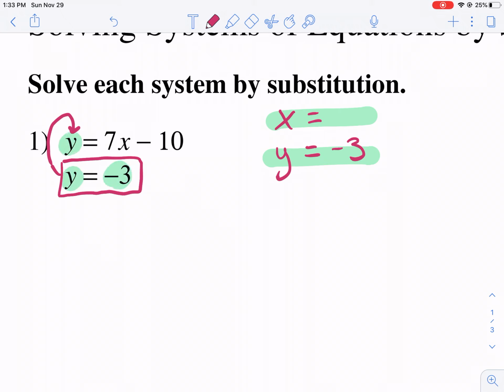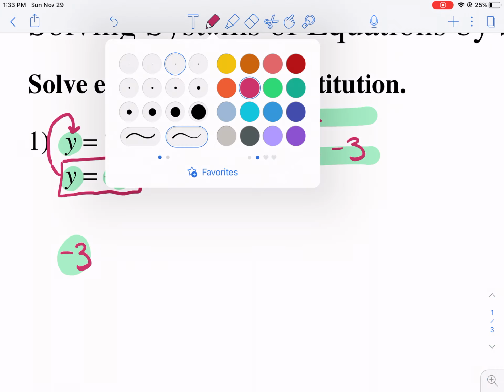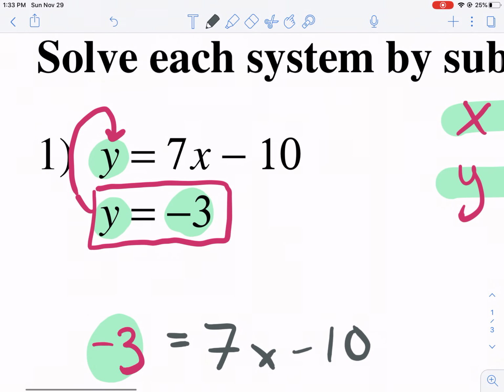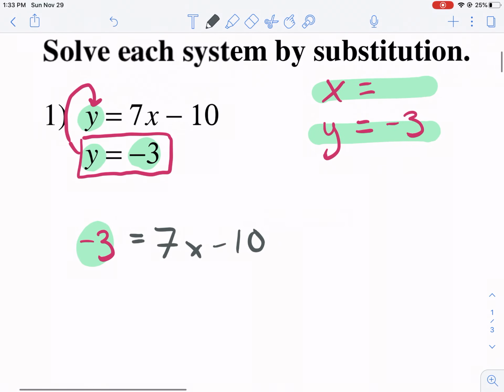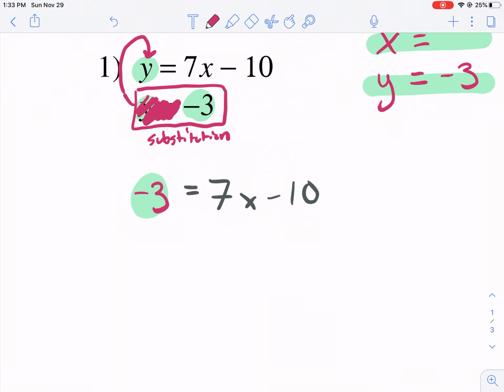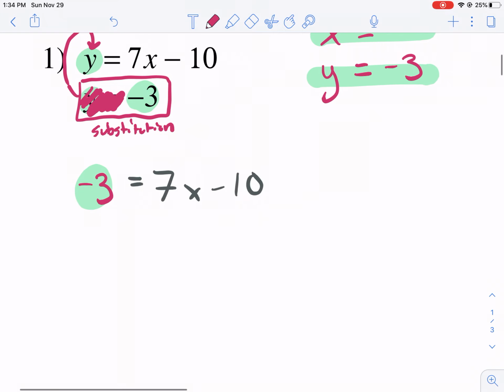So we're going to replace y with that -3 and just rewrite the equation here. -3 equals 7x minus 10. See how I just replaced the value of y and made it -3? That's called substitution. So I substituted the value of y, which is -3. If you want, just cover up the y. It's the same thing. They're equal, so I can just replace it. So y becomes -3, and now I have one variable.